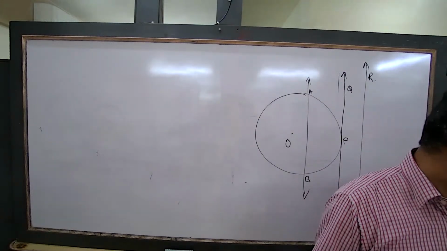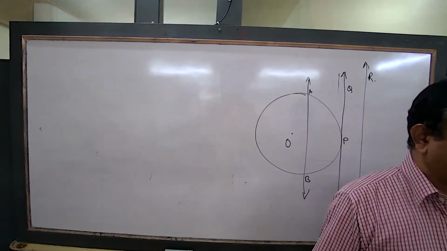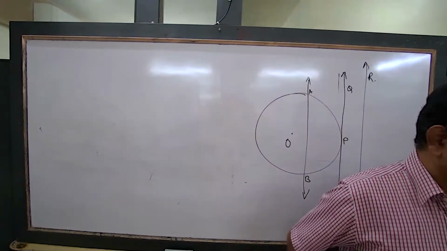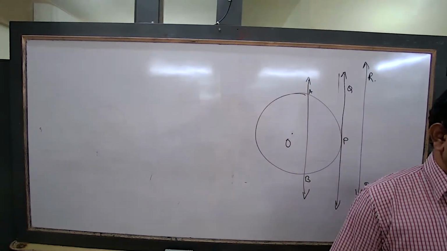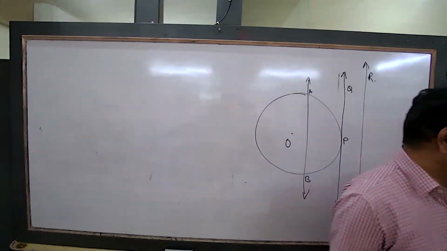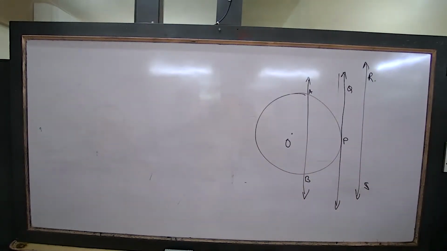Are there more? One more is there. Read. A point P is located on a circle of radius 10 centimeter. How many tangents can be drawn to the circle at point P? Give the answer, Pallav. Infinite. Very nice. How many of you read?